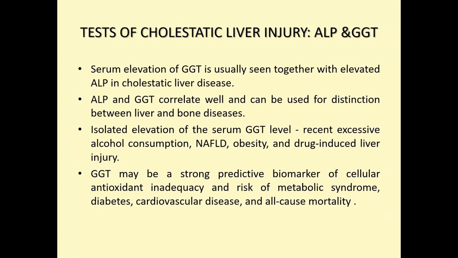They correlate well with each other and can be used for distinction between liver and bone, because ALP is also from bone. So we don't know. Small child, you don't know. Is it because of the growing child or because he's having some jaundice? So their GGT will be useful.